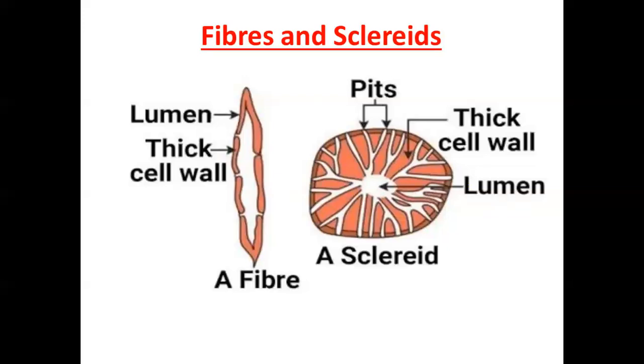When we talk about sclerites, they are also called grit cells or stone cells, and are irregularly shaped. For example, sclerites may be spherical, oval, cylindrical, T-shaped, dumbbell shaped, or stellate. They are dead and develop in various parts of the plant such as cortex, pith, phloem, hard seeds, etc. Often oblique, thin areas are found in the thick walls of both fibers and sclerites. These are called pits. You can see in the diagram where pits are situated and what the structure of sclerite and fiber is.